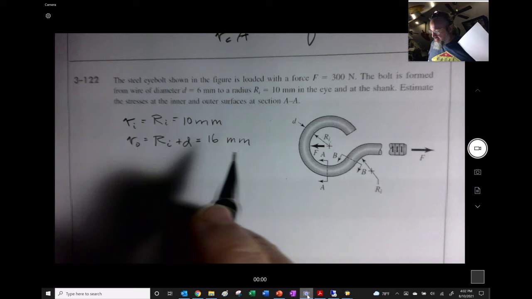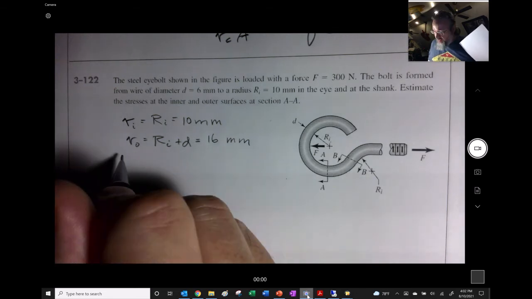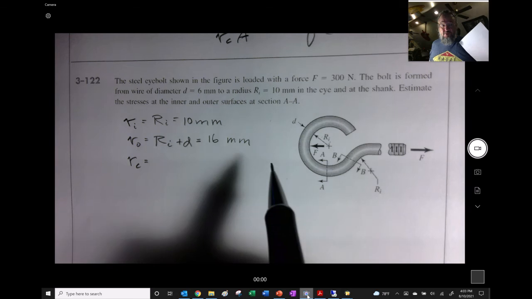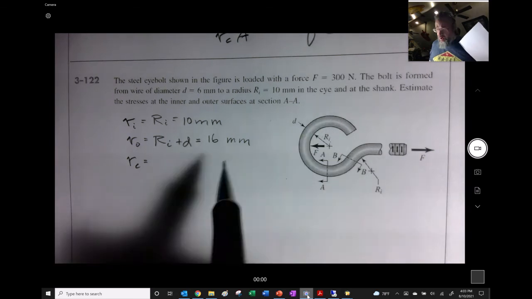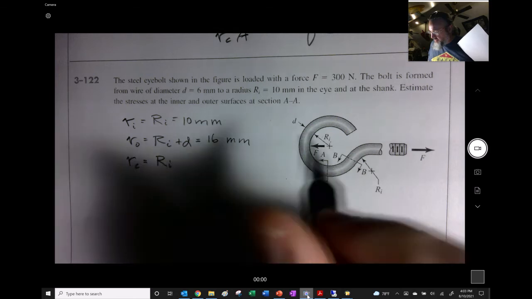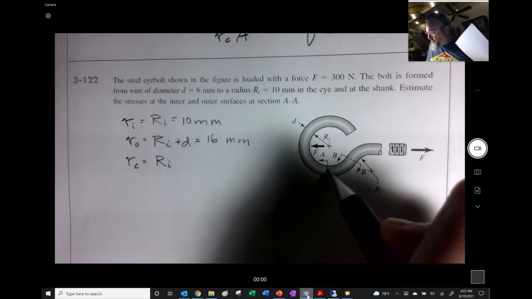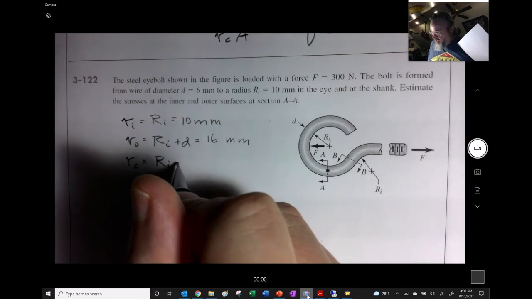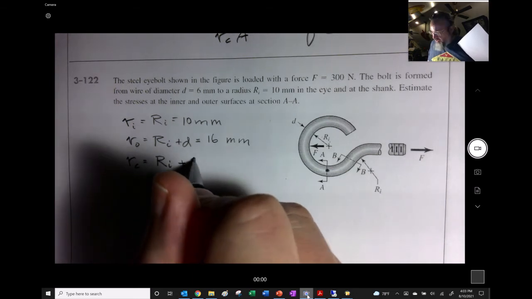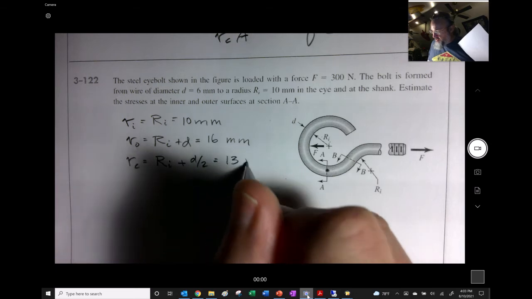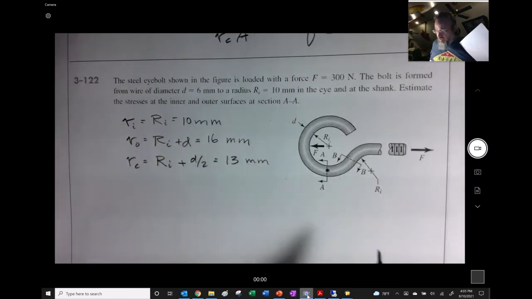And RC is something that we could calculate pretty easily. We could also look this up, by the way, in that table 3-4 for a circular cross section. But I think we could gather ourselves here that the center, right there, the centroid of that thing is going to be RI plus D over 2, and we could do that in our heads too, is 13 millimeters.